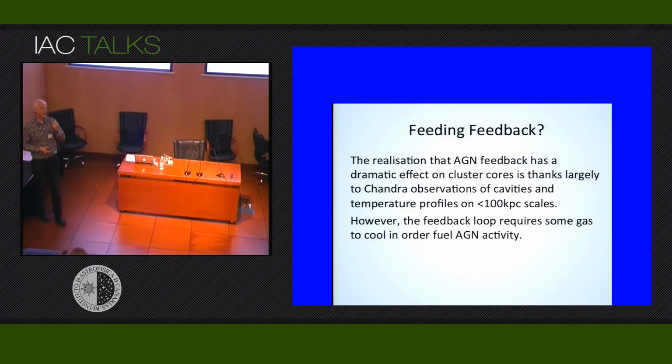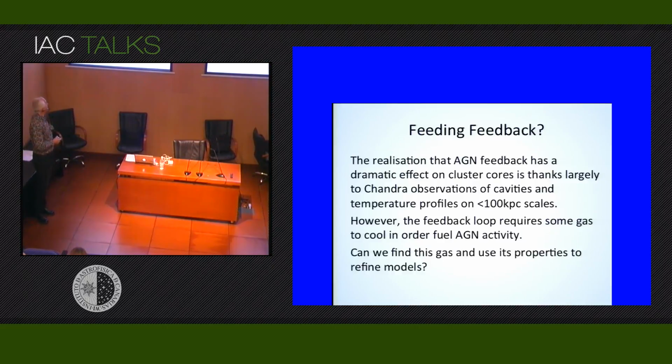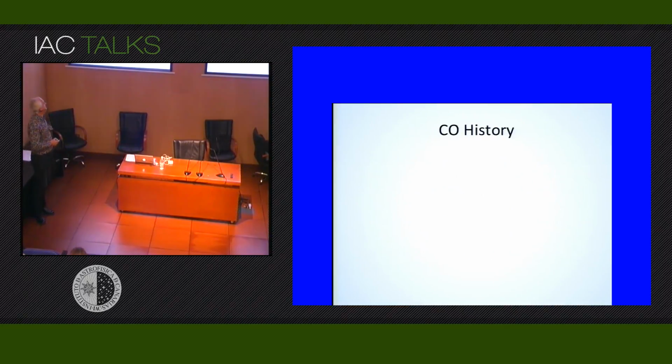And one thing you do have to have, if you've got this feedback, is very regular and plentiful supply of gas. So one thing that is very important is you need some gas in order to supply that AGN activity. It has to come from somewhere, and you need to account for that directly in order to make models of AGN feedback in cluster cores make sense. So where do we look for that gas, and what properties could it have?